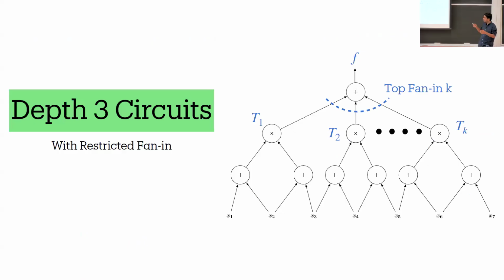Each multiplication gate is a multiplication of linear forms. And the way we will restrict is we will only have k multiplication gates, which all feed into the top addition gate. We are basically restricting the fan-in of this circuit, and the polynomial f would be a sum of k terms. Each term is a multiplication of d linear forms, and we'll call the polynomials computed at each of these multiplication gates t1 to tk.